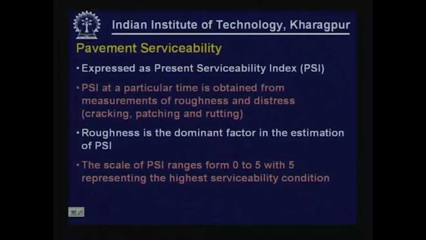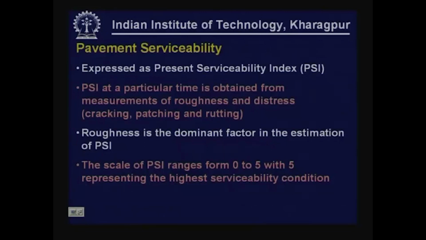So, these physical measures, if they can be quantified, can be used to calculate what is known as the present serviceability index. It is called present because these parameters are going to be changing: roughness is going to change, the extent of cracking is going to change, the extent of rutting is going to change. As these parameters change, the corresponding PSI is going to be changing. So, at a given point of time, if you measure these parameters, the present index corresponding to that time can be obtained. Roughness is the dominant factor in the estimation of PSI.